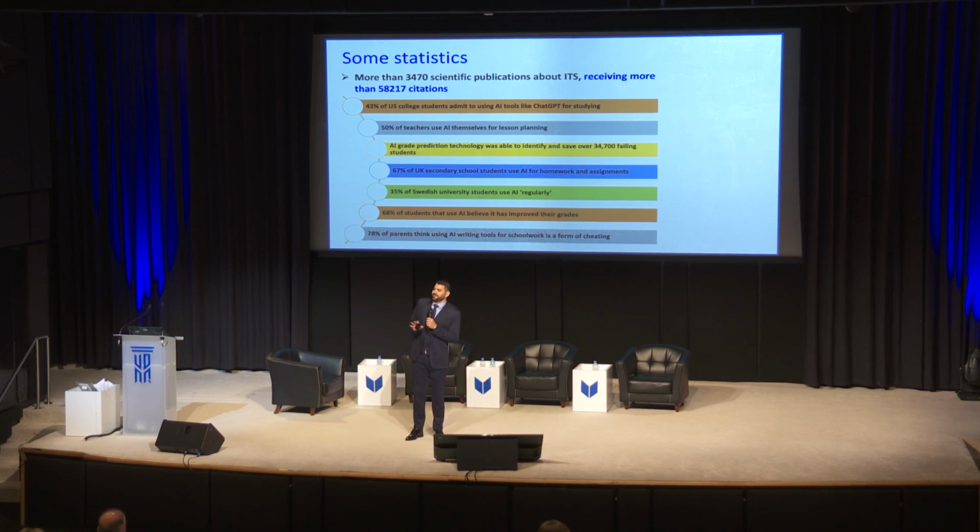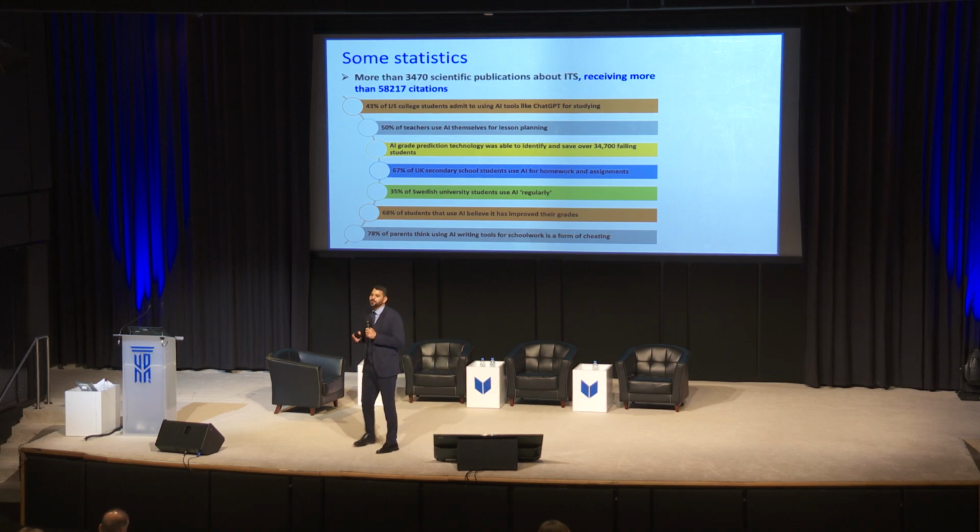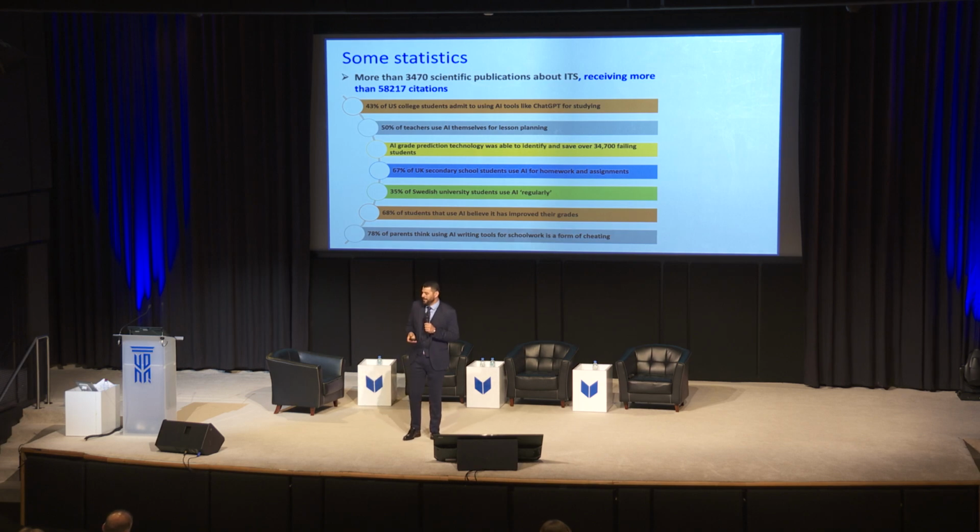This is very important. The parents are not happy with their kids. 75% of the parents think that using AI writing tools is a form of cheating. They are not happy with the use, for example, of ChatGPT to write a motivation letter or ChatGPT to write an email, something like that.